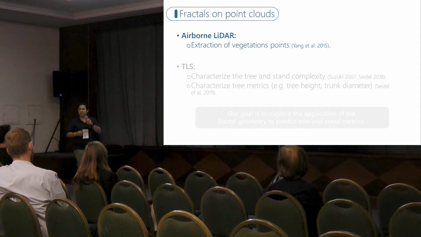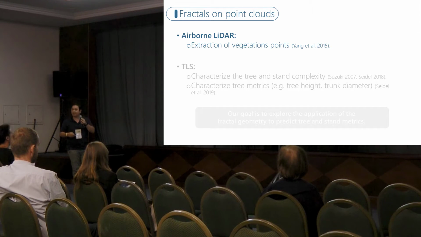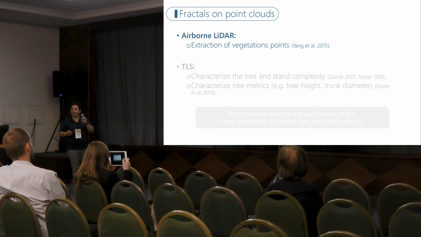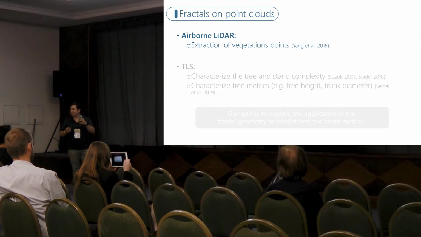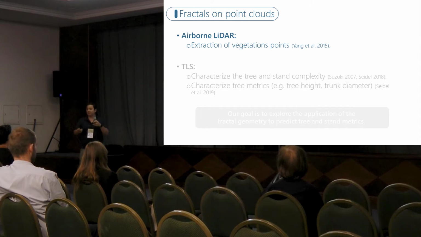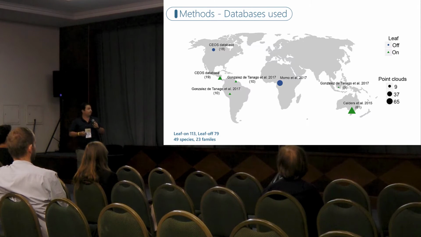to structural identification of points when you have scenes composed of buildings and trees. Using TLS point clouds, they can also be used to characterize tree and stand complexity. In a few cases, they can be used to characterize tree metrics, for example, tree height from diameter. But never before have they been used to characterize the volume of a given tree, or also the volume of a given stand. So our goal is to explore this kind of application.